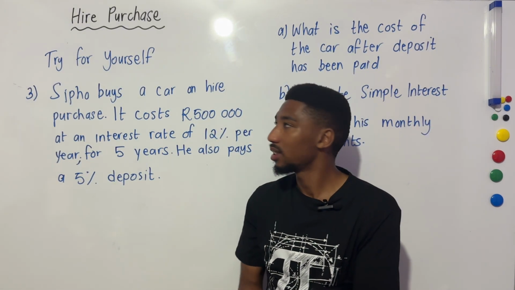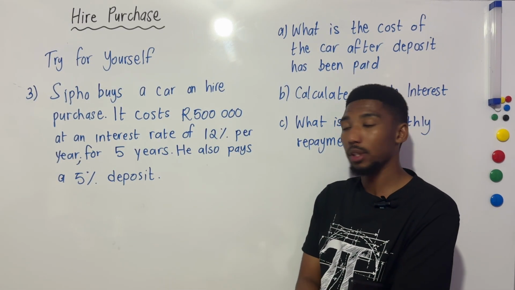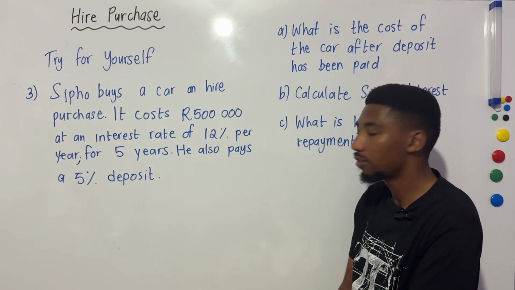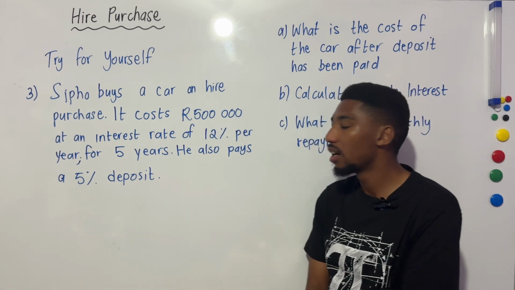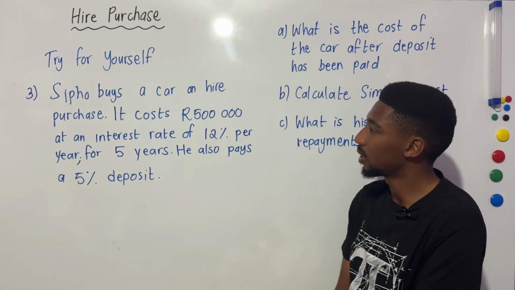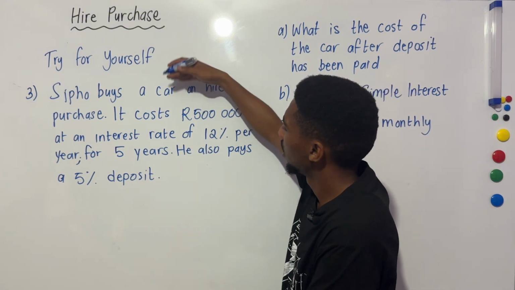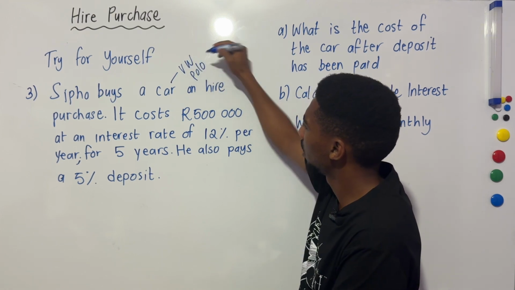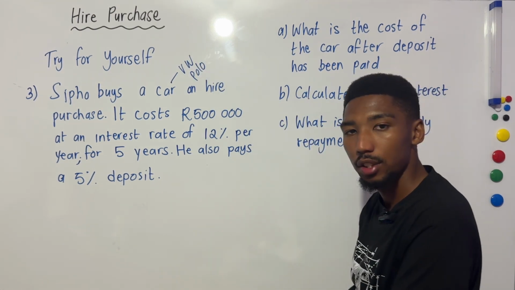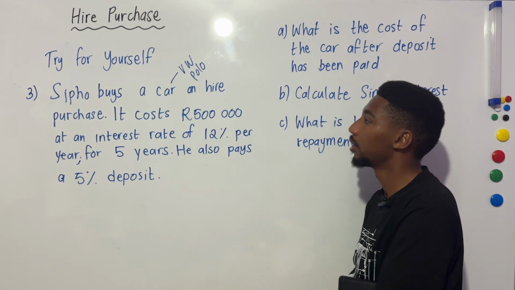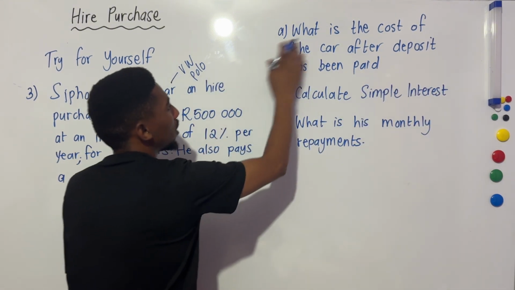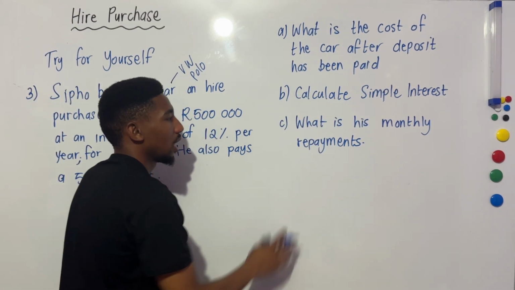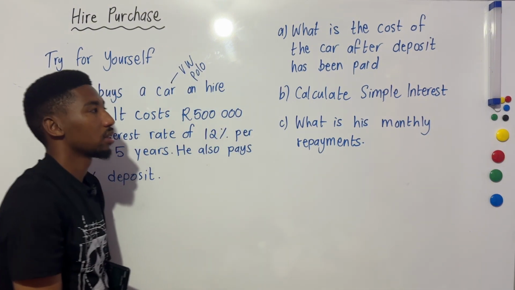Right, let's check your understanding. Try for yourself. Sipo buys a car on hire purchase. It costs 500,000 at an interest rate of 12% per year for 5 years. He also pays a 5% deposit. What car should it be? I think this car should cost 500,000. Maybe that's a VW Polo there. Nice Polo for Sipo, the 2024 model. The questions are, what is the cost of the car after deposit has been paid? Calculate the simple interest, and what are his monthly repayments?